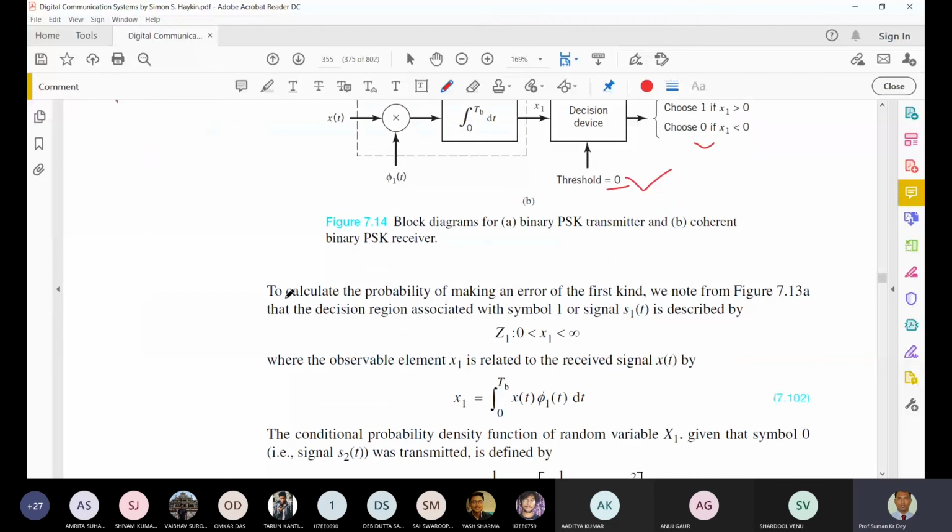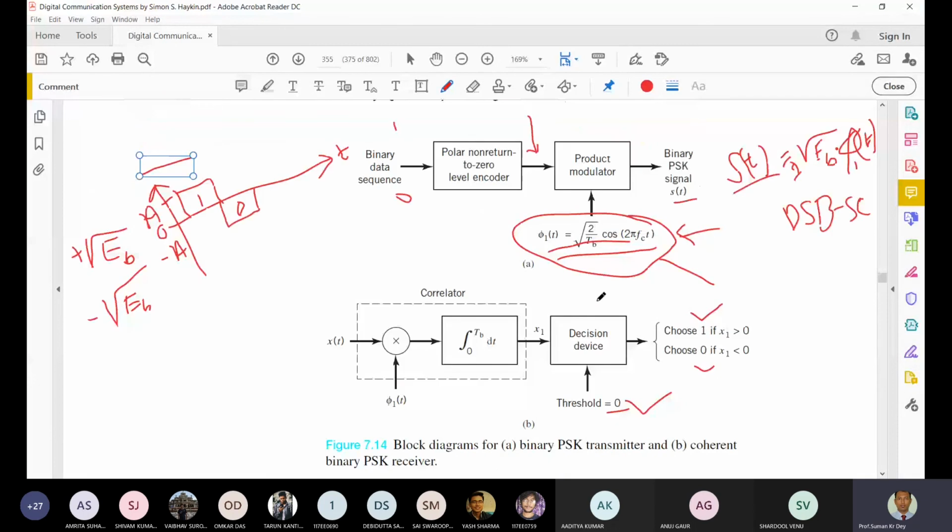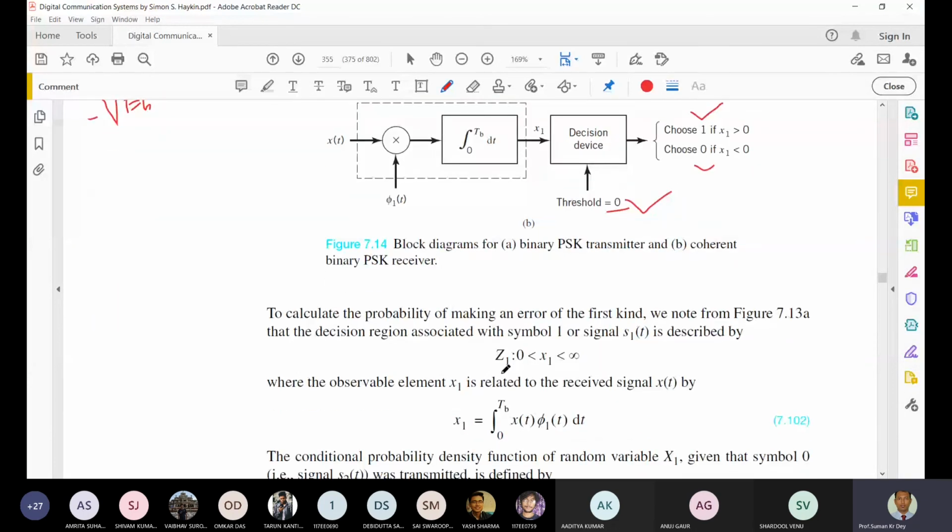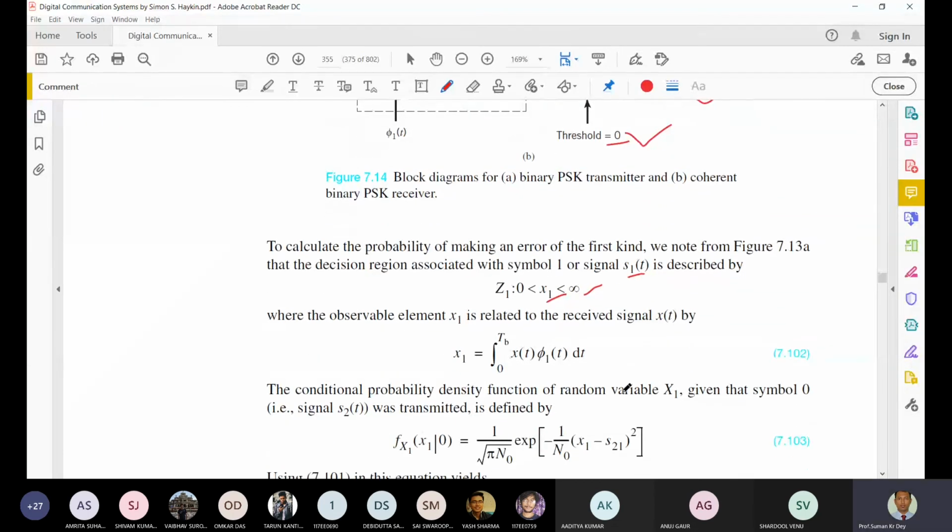So basically, in this signal space, two regions are there. One is your Z1 for the signal S1(t). So Z1 belongs to 0 to plus infinity, and what is the value of x1? x1 equal to the integration from 0 to T of s(t) phi1(t) dt. Okay.